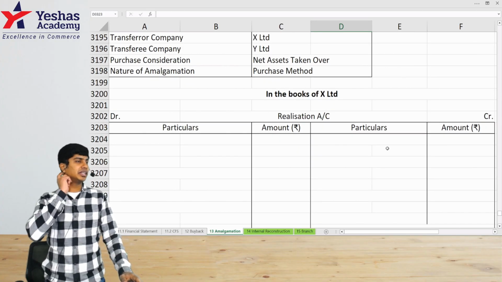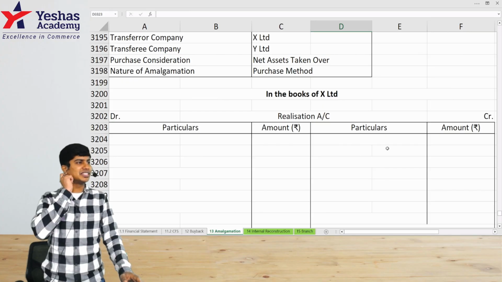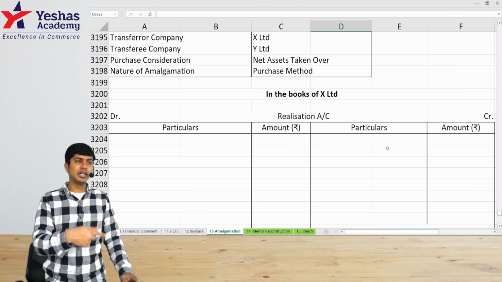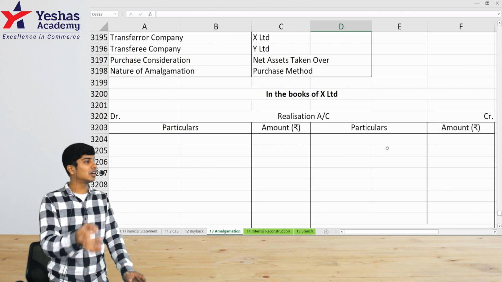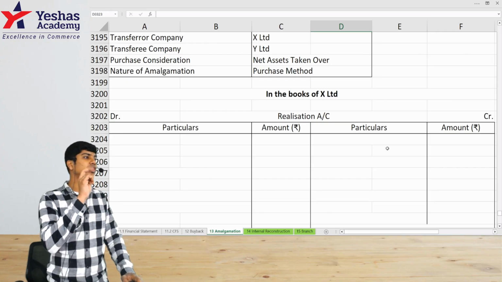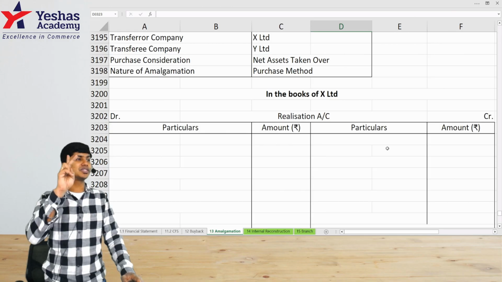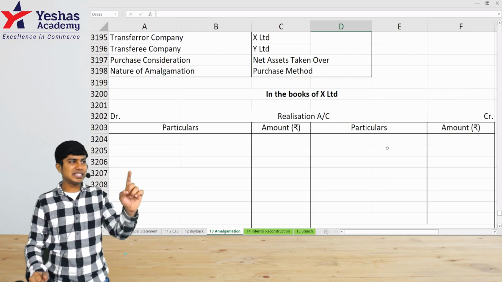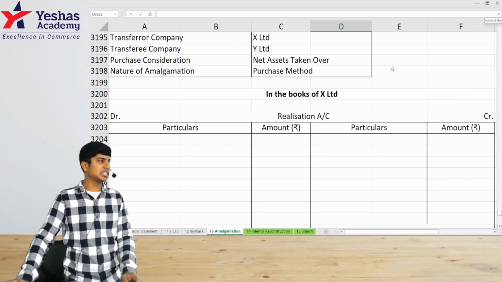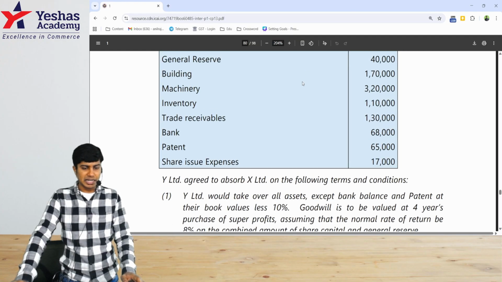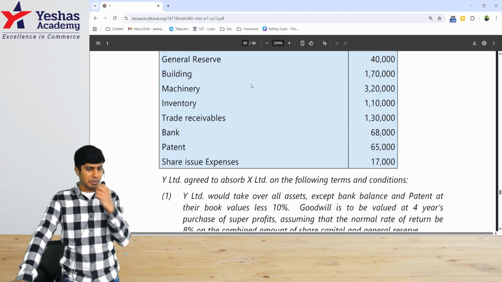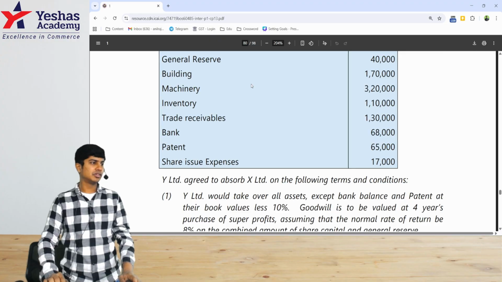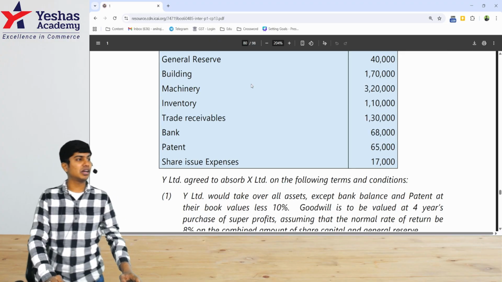Transfer all the assets, whether taken over or not, to realization account at book value. Transfer all the liabilities also to realization account, whether taken over or not, at book value. Exception being two things: equity share capital and reserves and surplus. Don't transfer. Bank account, don't transfer if not taken over. And when I say reserves, it will also include unamortized expenditure. Can we begin? Let's start with the first one. Shall I start with assets? Building, machinery, inventory, trade receivables. I will not transfer bank and patent. Sorry, I'll transfer patent. I'll not transfer bank. Shall I do that?